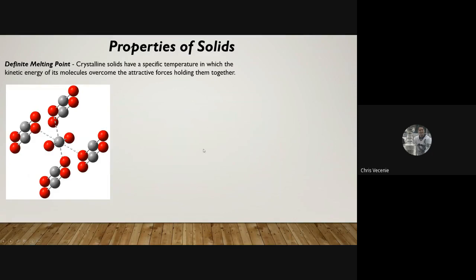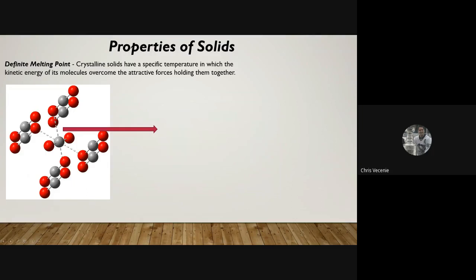Solids, as I mentioned, have definite melting points. If you're a crystalline solid, it's one specific temperature. If it's an amorphous solid, it could be a range of temperatures, but the range is still definite. It won't vary. So crystalline solids have a specific temperature in which the kinetic energy of their molecules overcomes the attractive forces holding them together. So melting is all about breaking the intermolecular forces between particles.